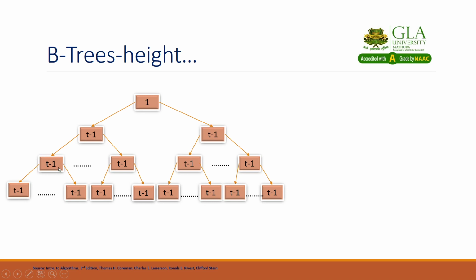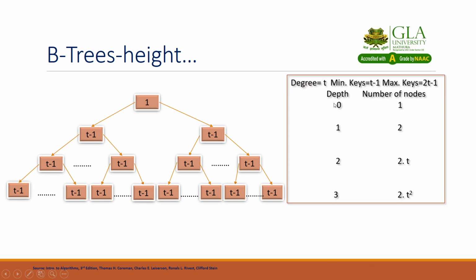As we move next, this node will also have t children, this node will also have t children, and so on. So from level 1 to the leaf level or last level, we will have t minus 1 keys in each and every node except the root. And the root may have just one key, which is allowed only for the root.